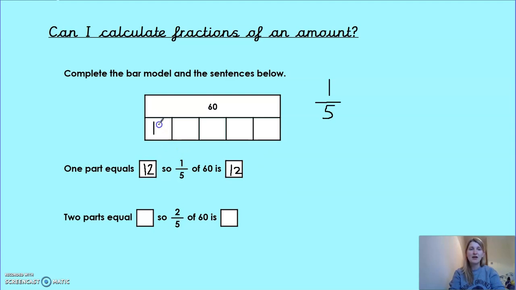Now while I label this, see if you can have a go at what two parts would equal then. So what 2/5 would be. All right, so you can see that each part is equal to 12. 5 lots of 12 would equal 60, so that's correct. So if I'm looking for 2 parts, I'm just going to add those 2 parts together or multiply it by 2, and I'm going to get 24. So 2 parts equals 24. 2/5 of 60 is 24. All right, hopefully that was a nice simple little recap of yesterday.